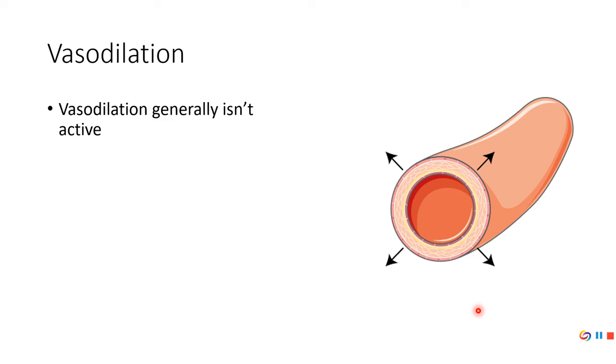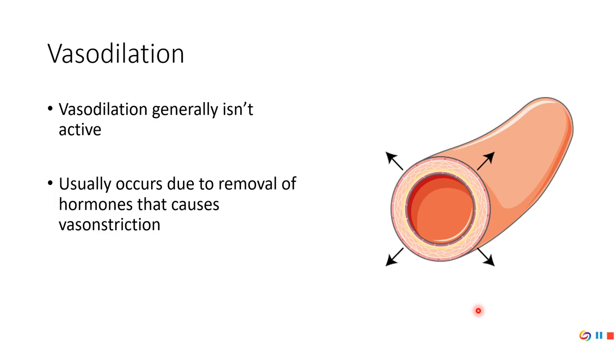Now, vasodilation isn't generally something that happens actively. What I mean by that is that vasodilation usually happens when we get rid of hormones that cause vasoconstriction. For example, as you talked about in lab during week 8, epinephrine causes vasoconstriction in arterioles all throughout the body. If we get rid of epinephrine, that allows those blood vessels to relax, or in other words, they dilate. However, there are some hormones that do cause vasodilation.